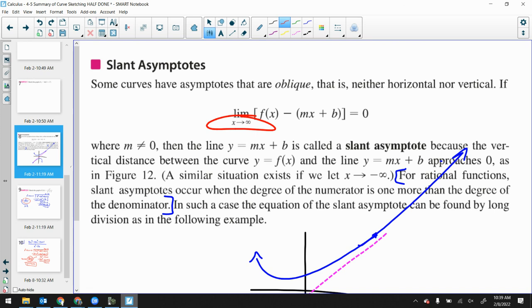As x goes to infinity or negative infinity, right? As x keeps getting smaller and smaller or bigger and bigger, it should happen the same way in opposite directions on either side. Okay? Questions about that? No?